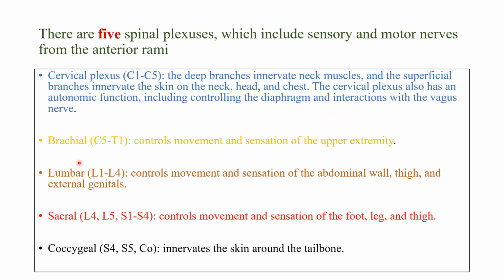Coming to the brachial plexus, it is formed by C5 to T1, which controls the movement and sensation of the upper extremity. The lumbar plexus is formed from L1 to L4, which controls the movement and sensation of the abdominal wall, thigh and external genitals. The sacral plexus is formed from L4, L5 and S1 to S4, which controls the movement and sensation of the foot, leg and thigh. The coccygeal plexus is formed from S4, S5 and the coccygeal nerve, which innervates the skin around the tailbone. So these are the 5 spinal plexuses formed from the anterior rami.